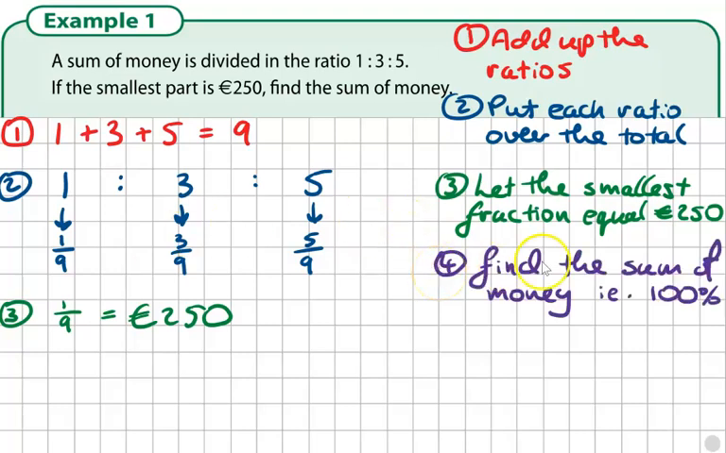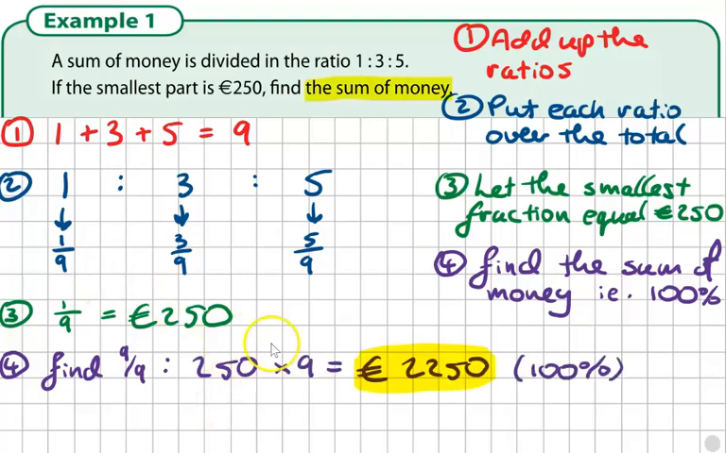So step 4, find the sum of money, i.e. 100%, or in this case, 9/9. So we're going to find 9/9. So 250 multiplied by 9 is €2,250, which is 100%. And that is the sum of money.